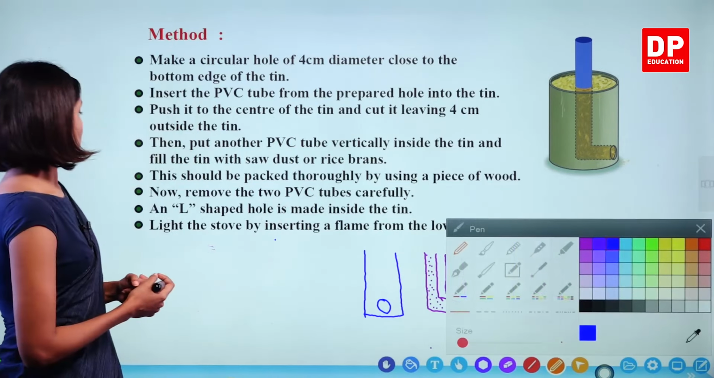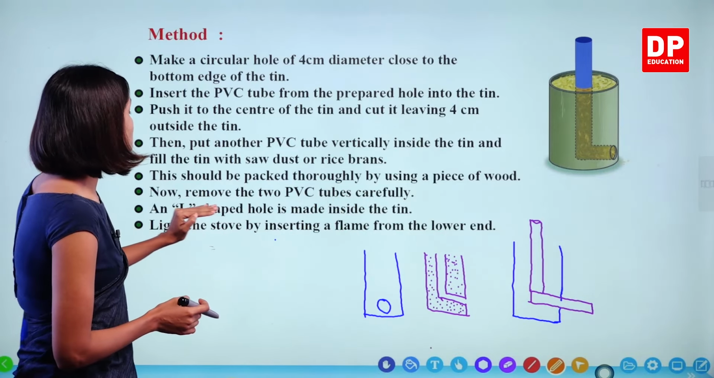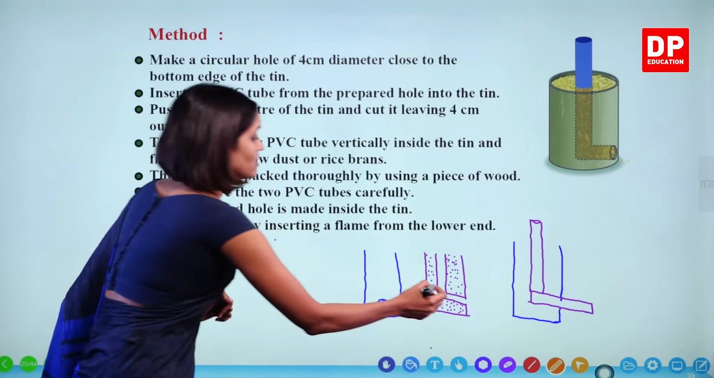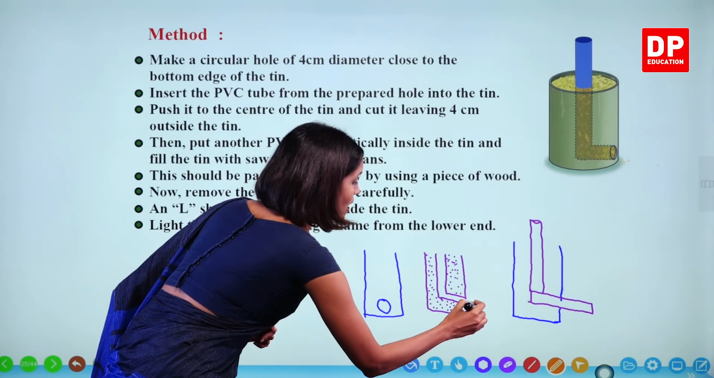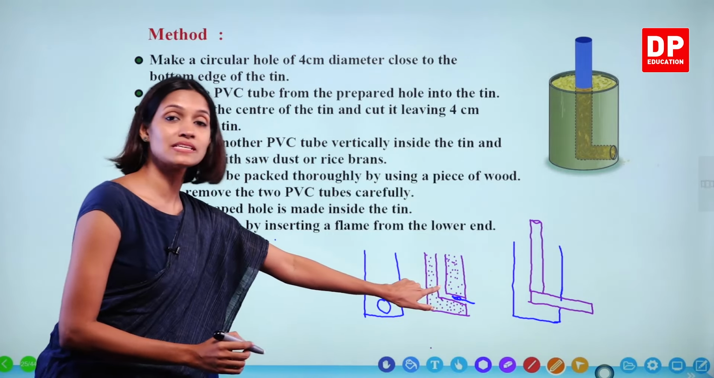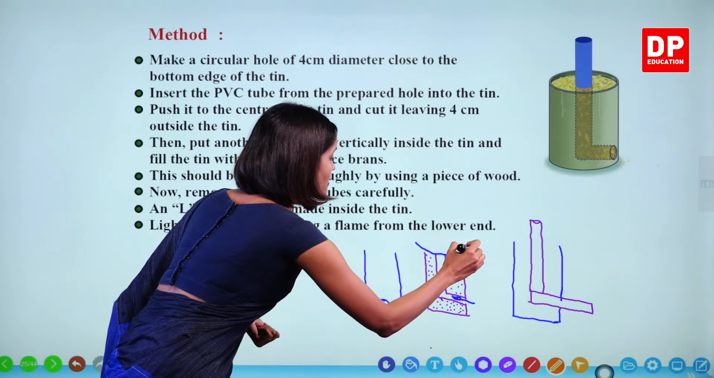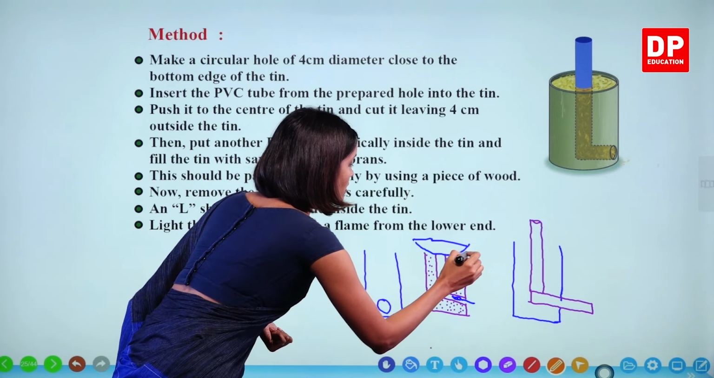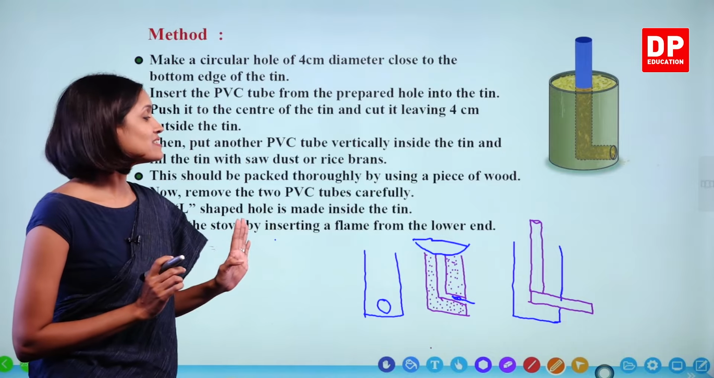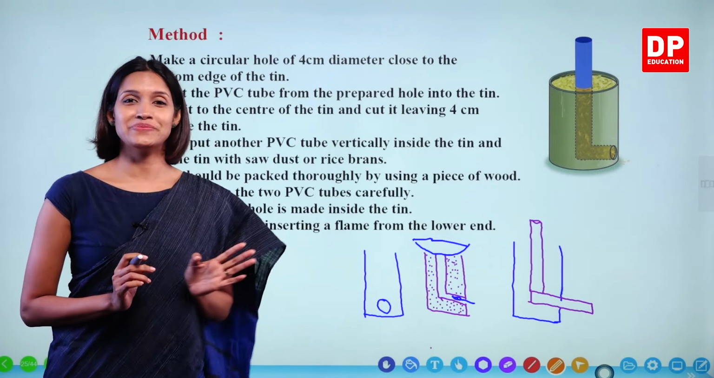Understand? The next step. An L-shaped hole is made inside the tin and light the stove by inserting a flame from the lower end. Lower end means this end. You can light this stove by inserting a flame from this end. So you can place your pot or your pan on the sawdust stove like this. Okay, children? So I am going to show you how to make the sawdust stove in the lab.